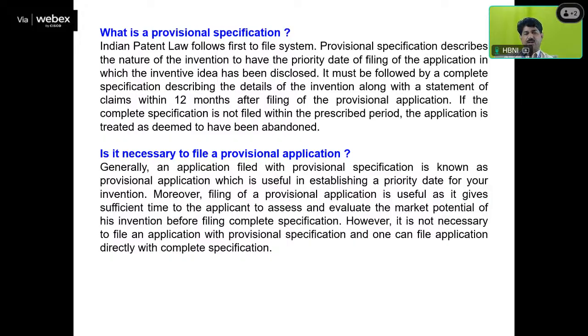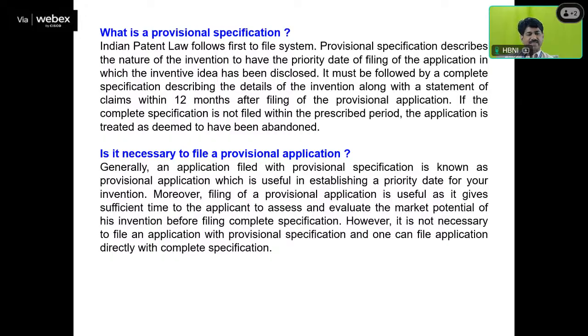Moreover, filing a provisional application is useful as it gives sufficient time to the applicant to assess and evaluate the market potential of the invention before filing the complete specification. So during that time, before filing the complete specification, we can evaluate the market potential, the applicability, and various other aspects of patenting during that 1 year period. Before the end of that 1 year period, we can give the full specifications.